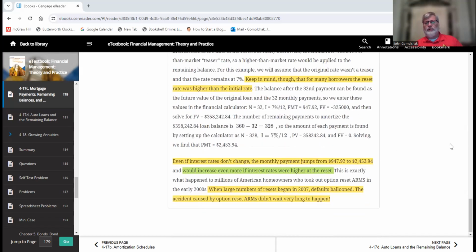The problem with adjustable rate mortgages is that as time goes by, your payment will change based on any changes in the interest rate. So if interest rates go up, your payment will go up to reflect the higher interest factor. If interest rates go down, then yes, your payment will go down to reflect the lower interest rate.